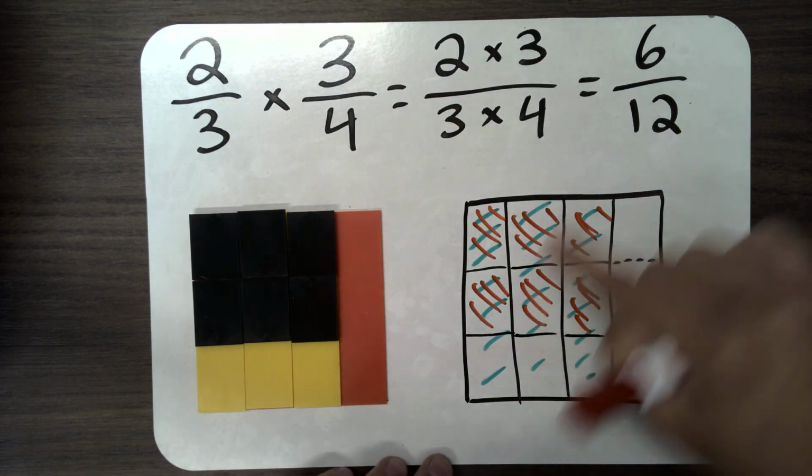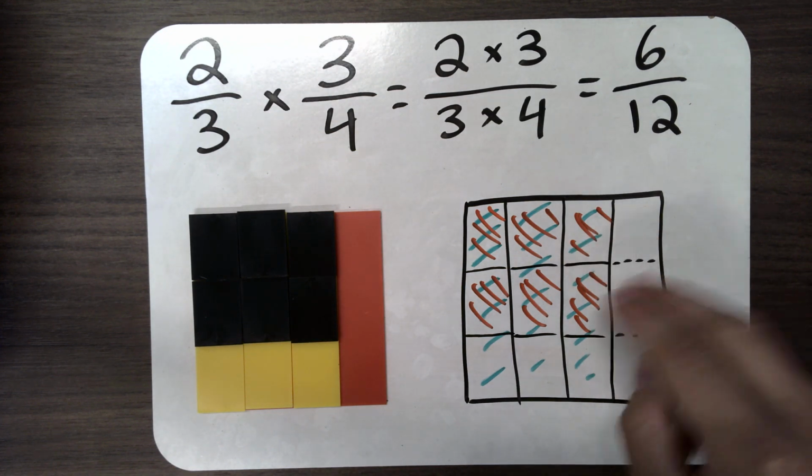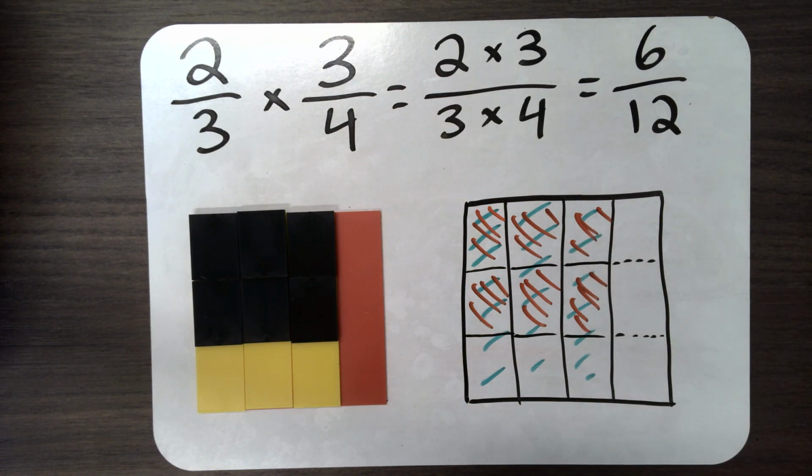Okay. So then again, looking at my answer, what do I have? I have 6 total parts that have the red marks. That's my numerator. And then again, what is the size of each equal part? Well, it takes 12 to make the whole, so I have 12ths.